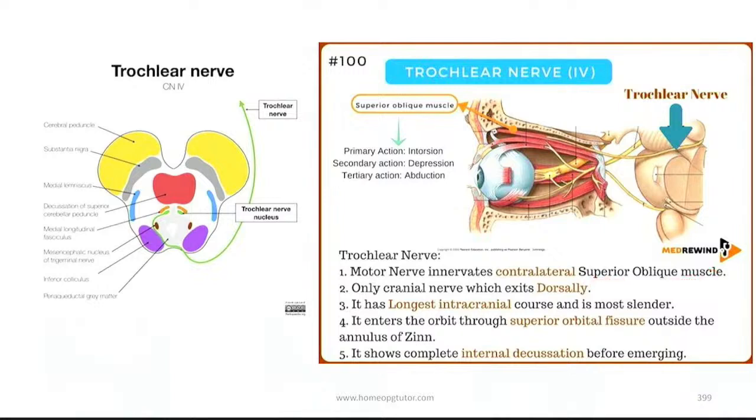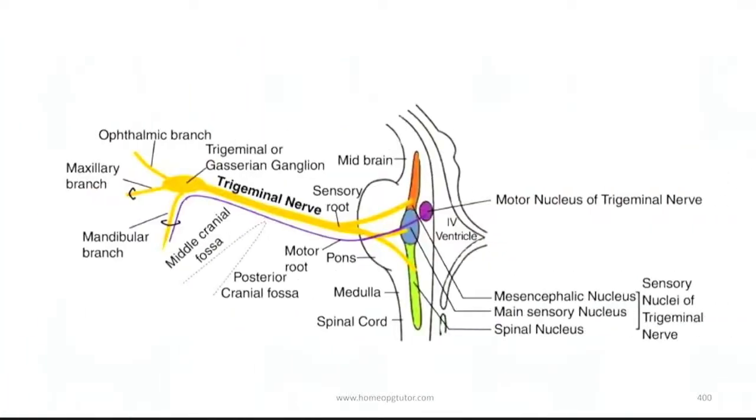It exits the midbrain dorsally. It has the longest intracranial course, even though it is the thinnest one. Then another thing, it shows complete internal decussation, internal crossing from one side to the other. That was about the trochlear nerve.